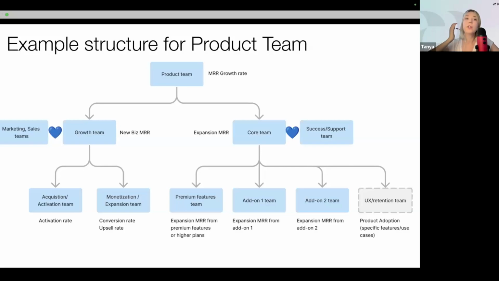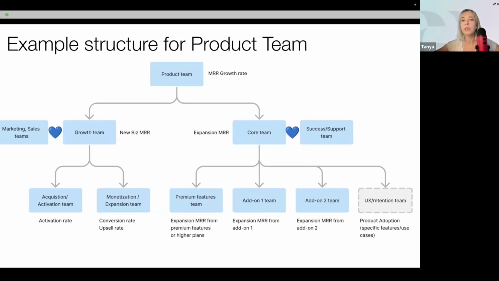Okay. Looking at all of that, we can imagine a product team that really cares about revenue. For example, this could be a structure for a product team that has one part more focused on new business recurring revenue, and a second part focused on expansion revenue. Those two teams will work closer either with marketing and sales on new business, or with success and support on expansion. Inside these teams, you could have sub teams more focused on the input metrics into new business revenue or into expansion revenue.